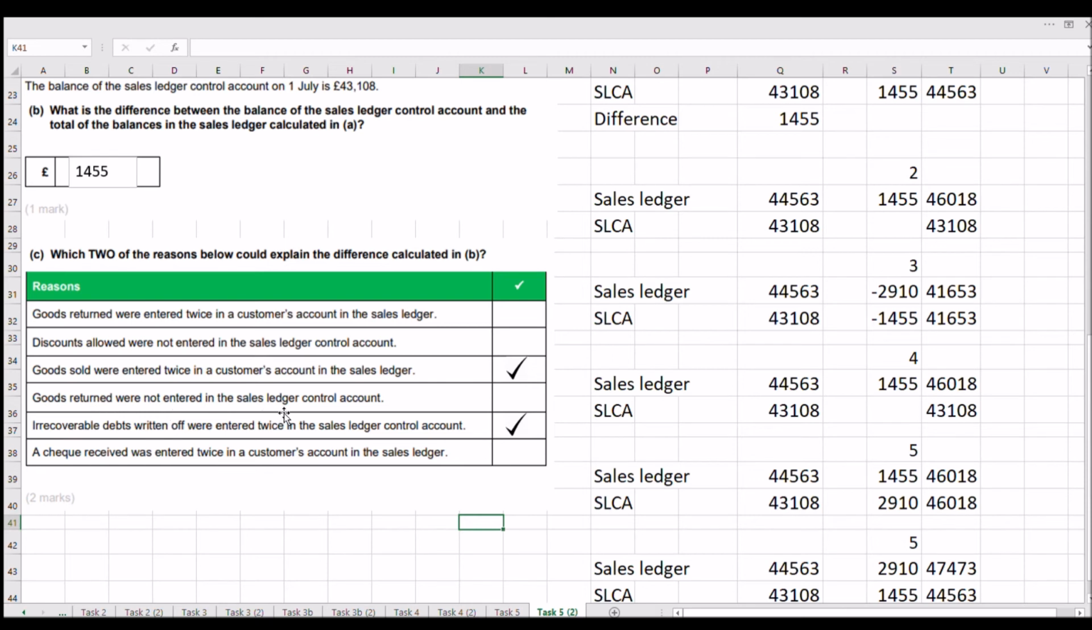Goods returned were not entered in the sales ledger control account. So goods returned would be credit the sales ledger control account and credit the sales ledger. We're going to reverse it out by debiting the sales ledger. It wasn't entered in the sales ledger control account, so nothing in there. So debit the sales ledger, and it's not the same.